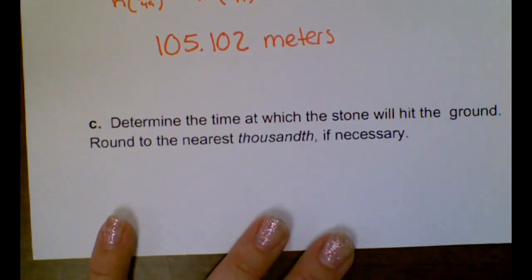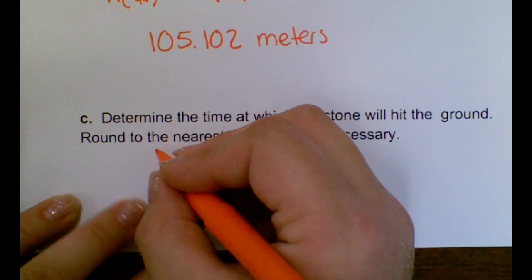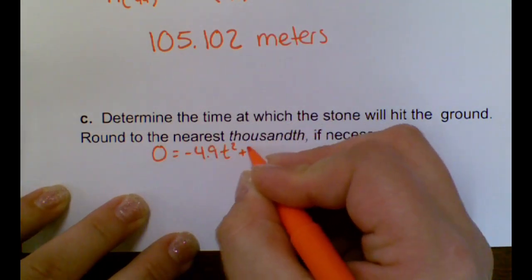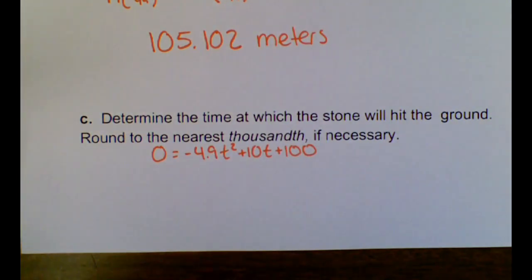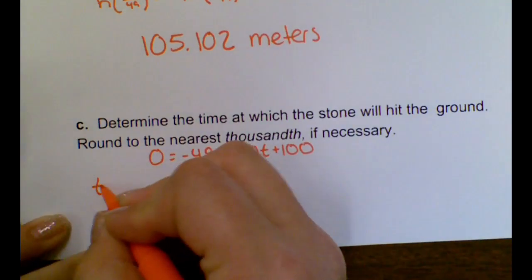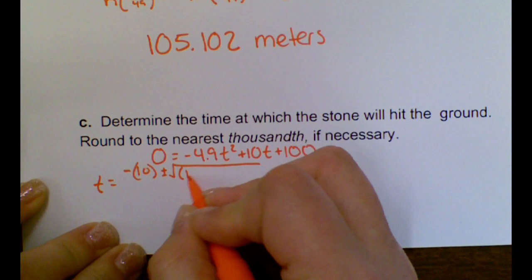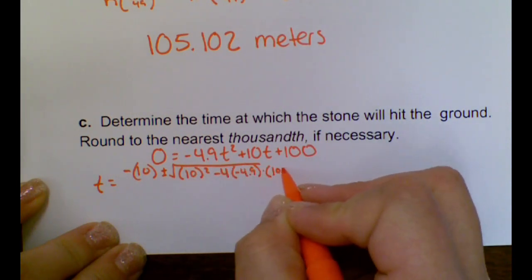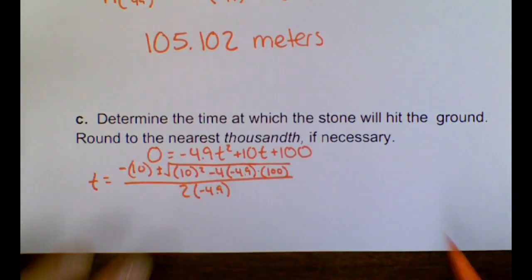And then the time at which the stone will hit the ground. Well, based on my equation, I need to plug in 0 equals negative 4.9 t squared plus 10t plus 100. My guess is that it's not going to factor nicely, so I would go straight to quadratic formula. Negative b, which is 10, plus or minus the square root of b squared, minus 4 times a, which is negative 4.9, times c, which is 100, all over 2 times a, which is negative 4.9.